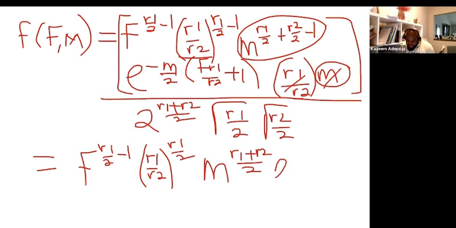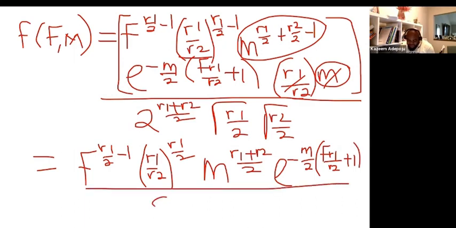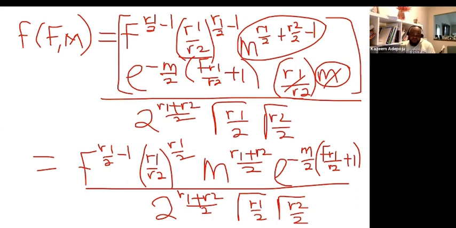Basically going to have exponential raised to power m over 2, f of r1 r2 plus 1, everything divided by 2 raised to power r1 r2, divided by 2, gamma r1 over 2, gamma r2 over 2. Now it's no longer looking messy anymore. Now this is what we have for the joint. Now if we have this for the joint, what are we going to do next? This is what we're going to do next.